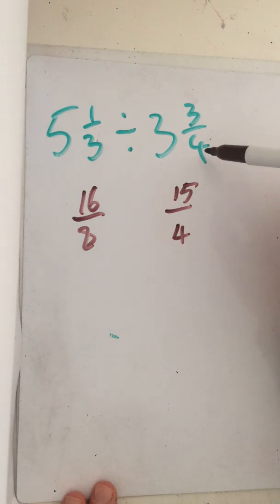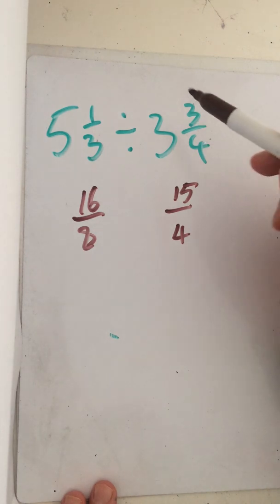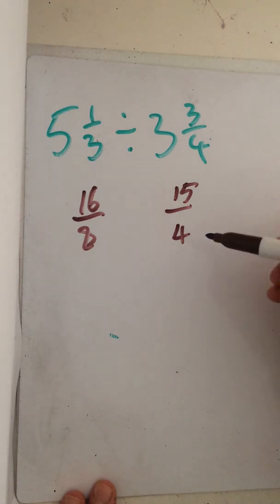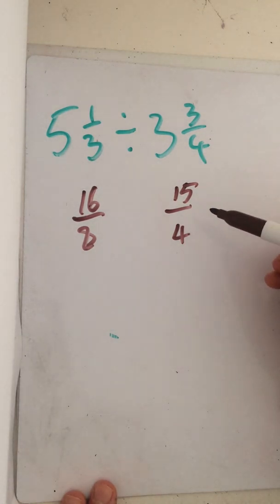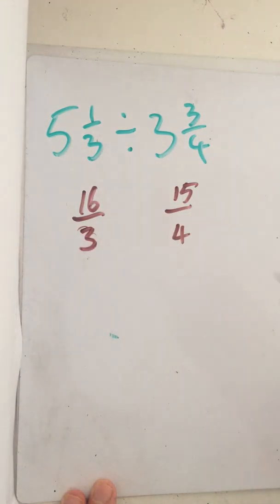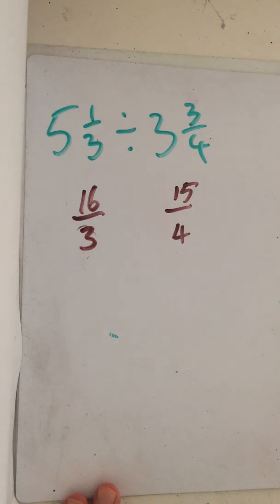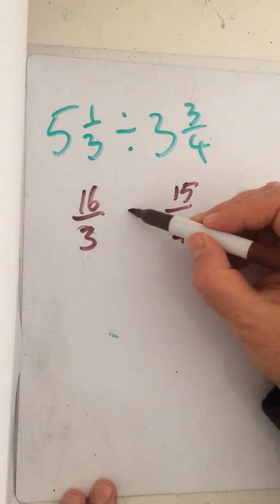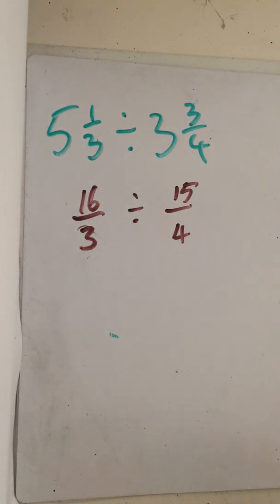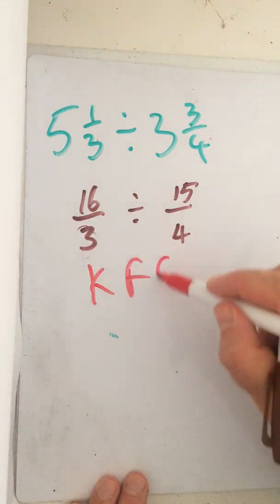I think I've probably not set it as well as I wanted to. I wonder if that was a 5. Never mind. Sorry, it's because that's a 3, isn't it? I put an 8 there for some strange reason. So 16 thirds divided by 15 quarters. The first step is to put them into improper fractions. Then I do my KFC.